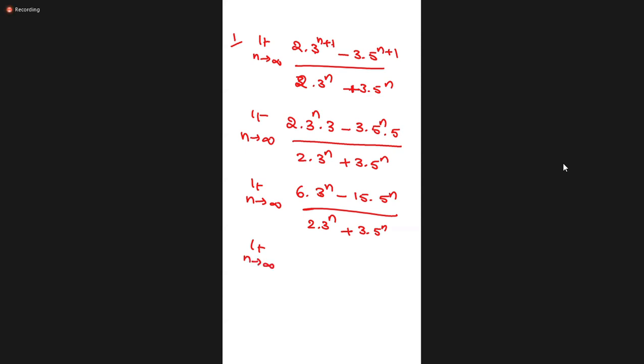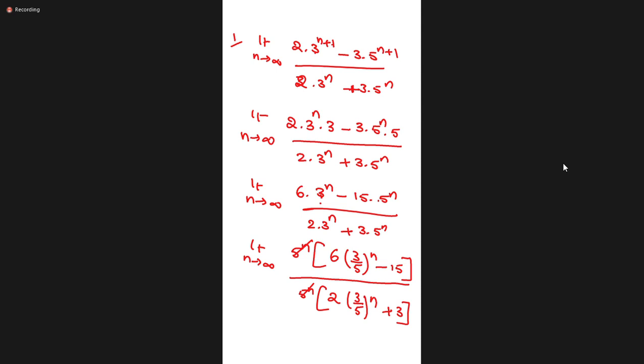Now if you take 5 power n common, then what are you getting? See, 6 into 3 by 5 whole power n, that is 3 power n by 5 power n. Common means you have to divide. Same here also, take a common: 2 into 3 by 5 whole power n plus 3.